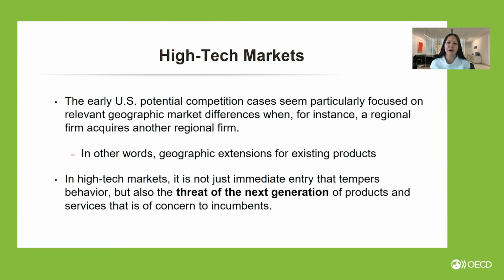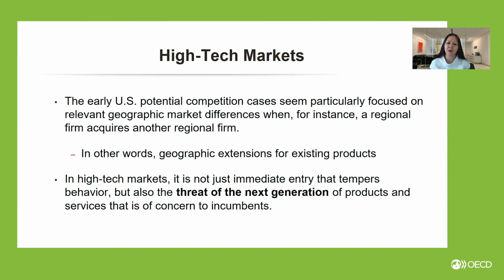So let's talk a little bit about high-tech markets in particular. The early US potential competition cases seem particularly focused on relevant geographic market differences. So for instance, a regional firm acquires another regional firm. In other words, geographic extensions for existing products, which are a little bit more certain, right? We're talking about products that are already in the market, they've already been created, but it's just a matter of, can you create it in New York if you've already created it in California?